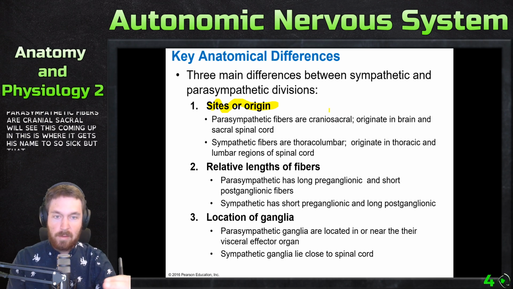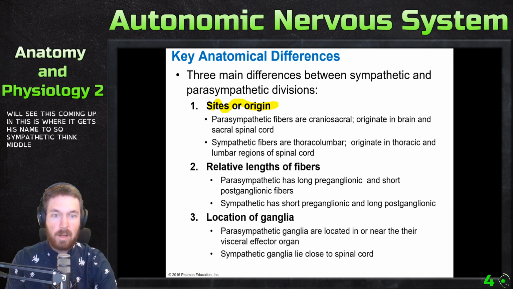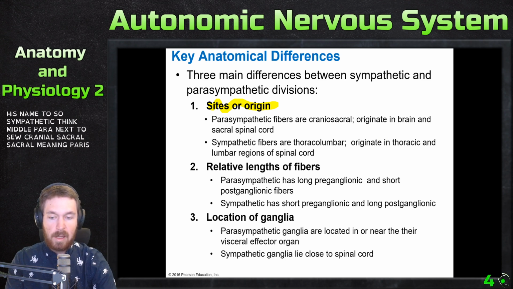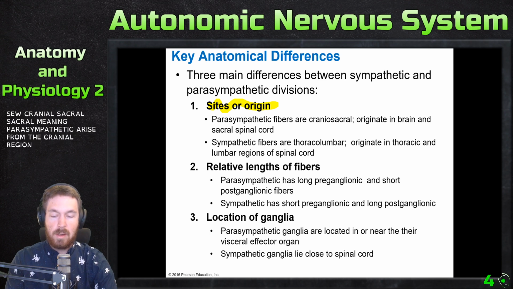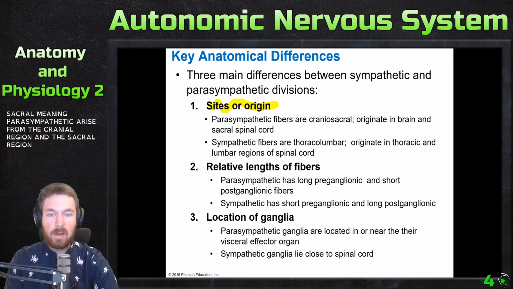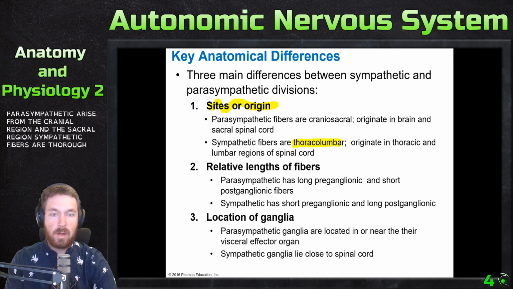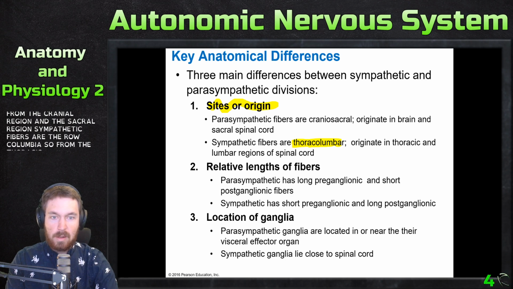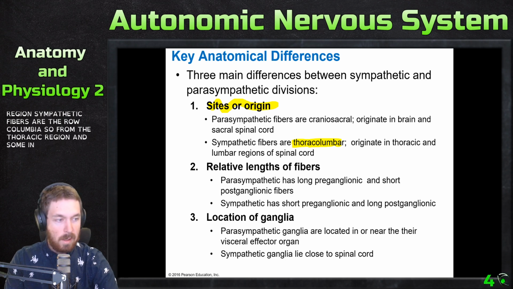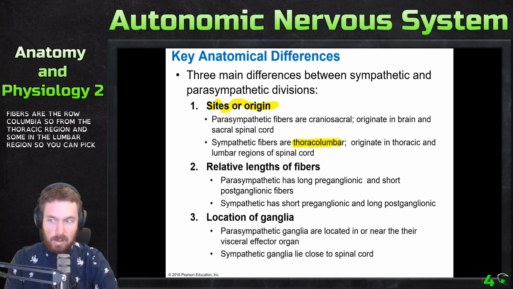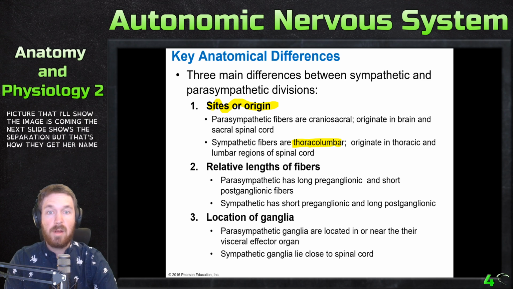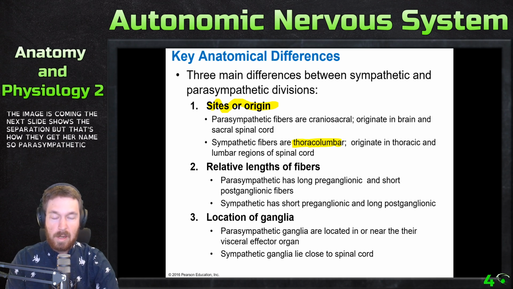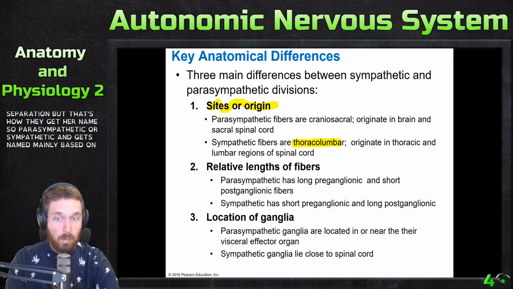So sympathetic, think middle, para, next to. So craniosacral, meaning parasympathetic arise from the cranial region and the sacral region. Sympathetic fibers are thoracolumbar, so from the thoracic region, and some in the lumbar region. So you can picture that. I'll show the images coming. The next slide shows the separation, but that's how they get their name. So parasympathetic or sympathetic, it gets its name mainly based on where it's located.